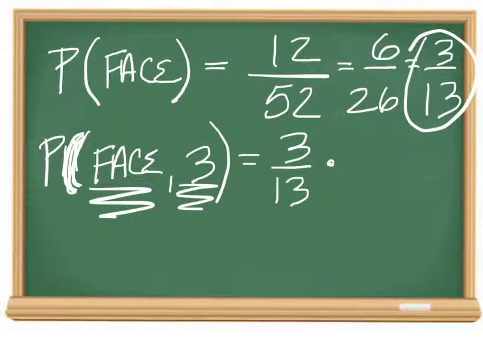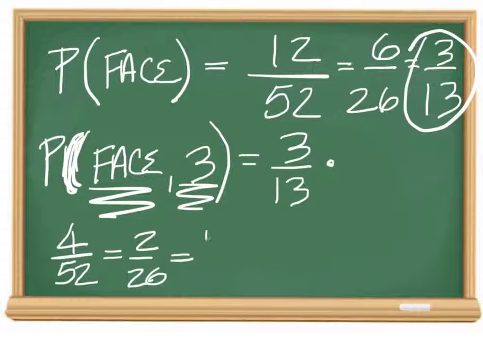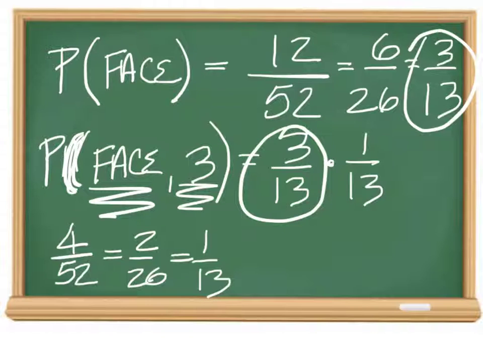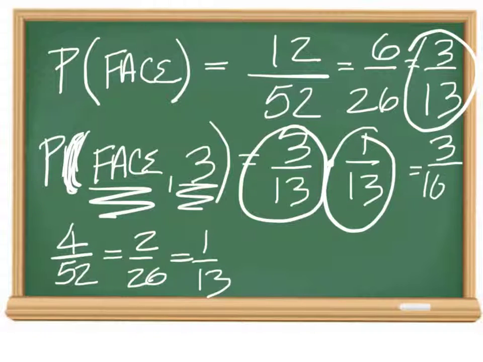by the probability of getting a 3. How many 3s are there in a deck of cards? There are 4, so 4 over 52 is the same as 2 over 26. That's 1 over 13. So the probability of drawing a face card is 3 over 13. Drawing a 3 next is 1 over 13, because when we drew the first card, we replaced it and put it back in the deck. So 3 times 1 is 3, and 13 times 13 is 169. So the answer is 3 over 169.